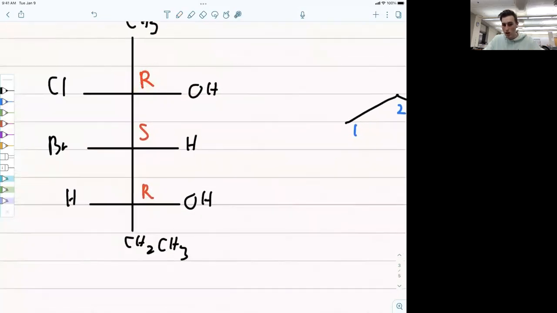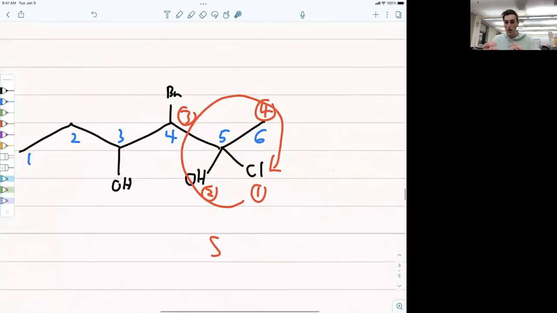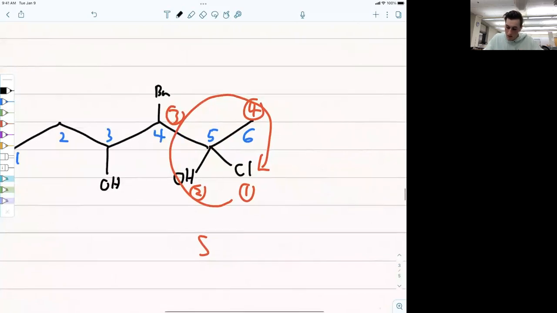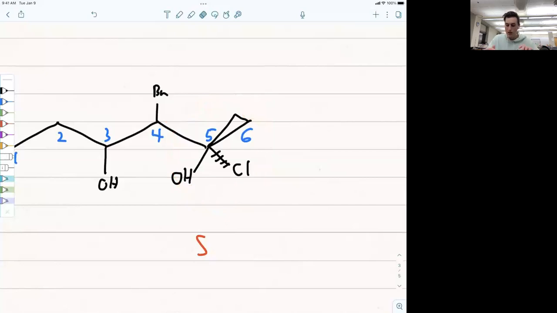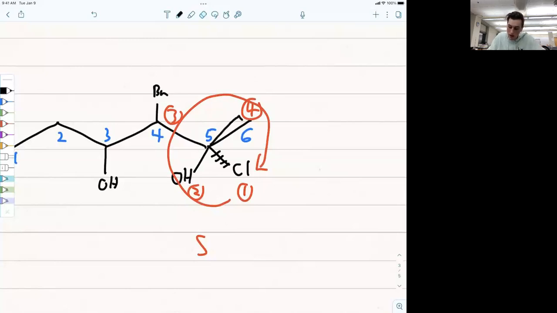So the way that I'm going to have to change this is by putting my priority group not in the back. So what I can do is make my chlorine in the back, and my lowest priority will just go in the front. The CH3 was the lowest priority, so let's put it in the front. Now I can check, because it's still going to be in this rotation that should be S. Wait, is that R? Wait, is that R?